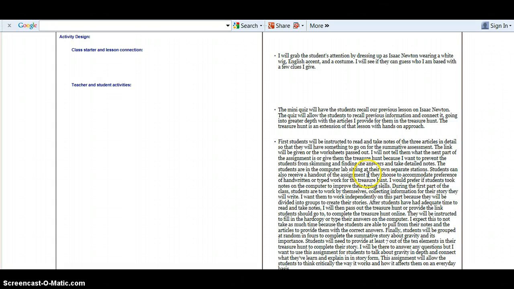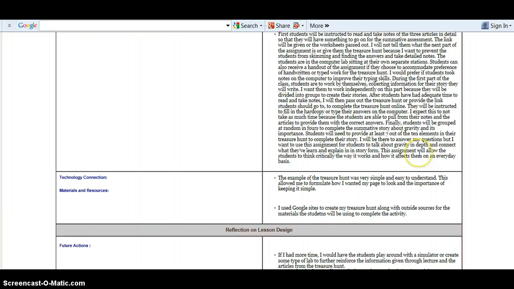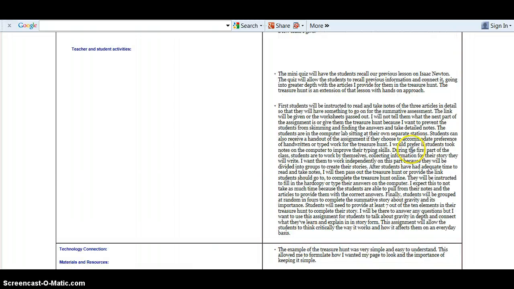This is to prevent them from just skimming through the actual articles to get the information and the answers to the treasure hunt. So once they get the notes written down, then I will instruct them to complete the treasure hunt, and that way they will have more than just the notes of the answers. They can get further information to further their knowledge and their understanding of the subject.